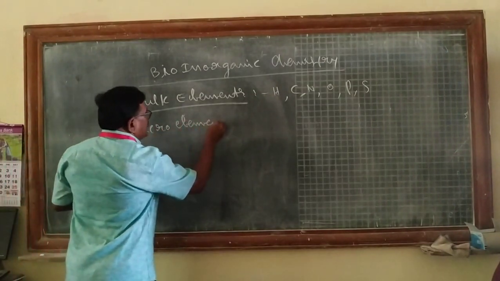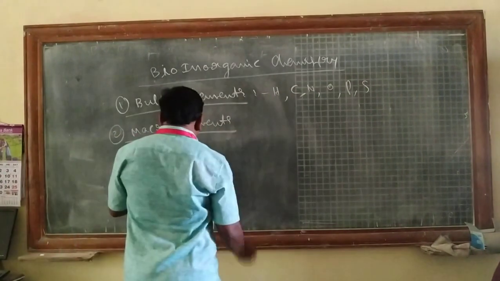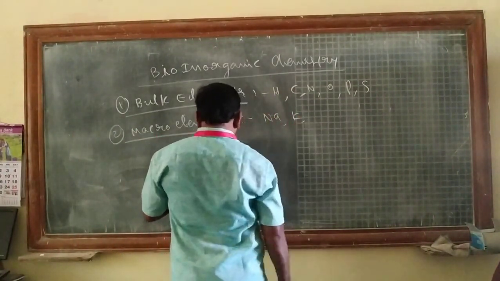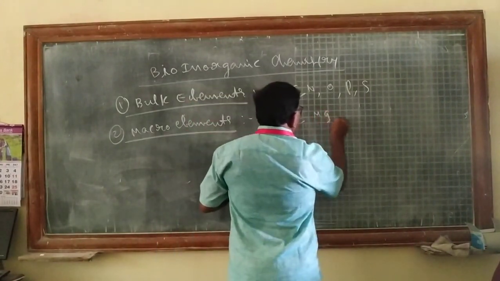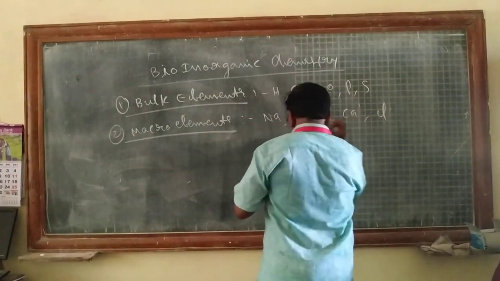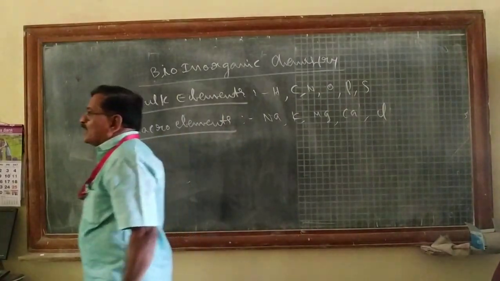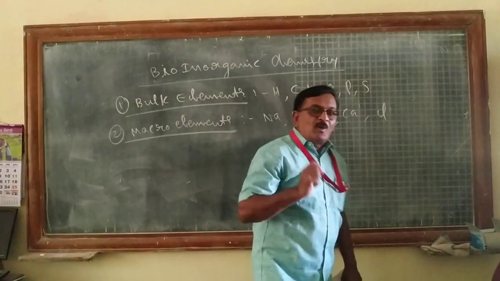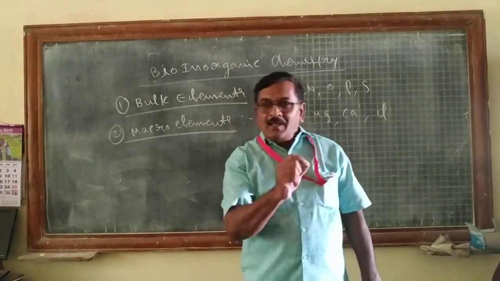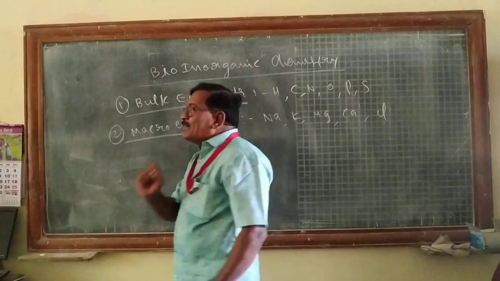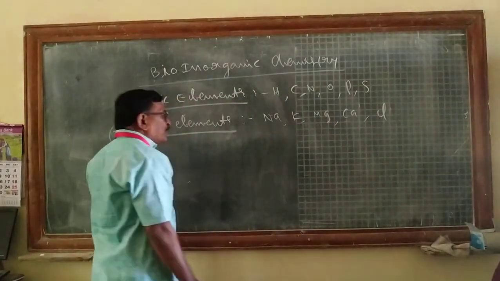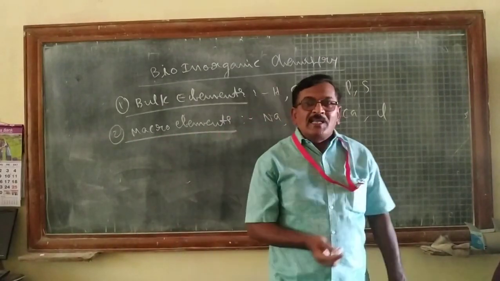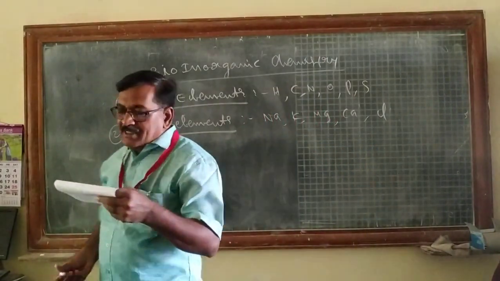The number 2 is the macro elements. What are the macro elements? The macro elements are present in the human body: sodium, potassium, magnesium, calcium, and the last one is chloride. These are the major elements present in the human system and in animals. All these metals will be present in the body.